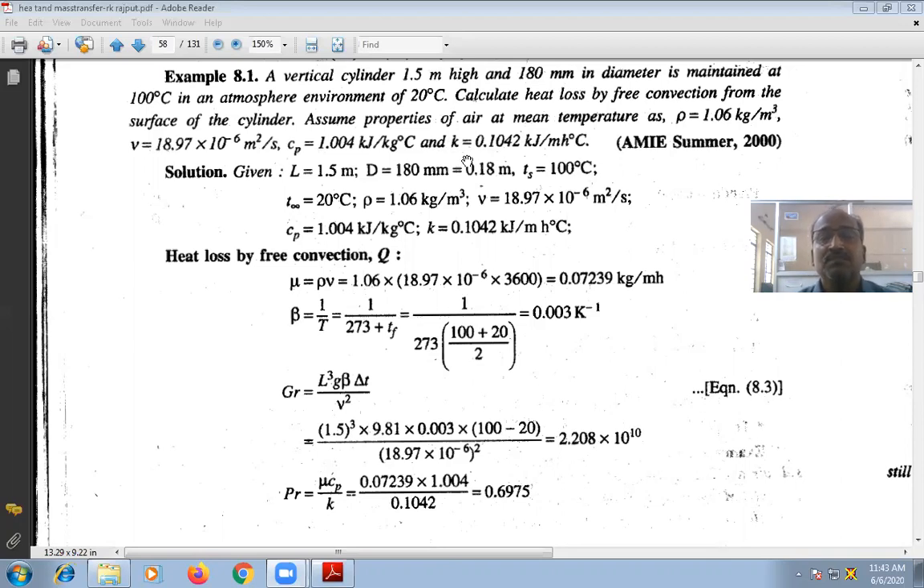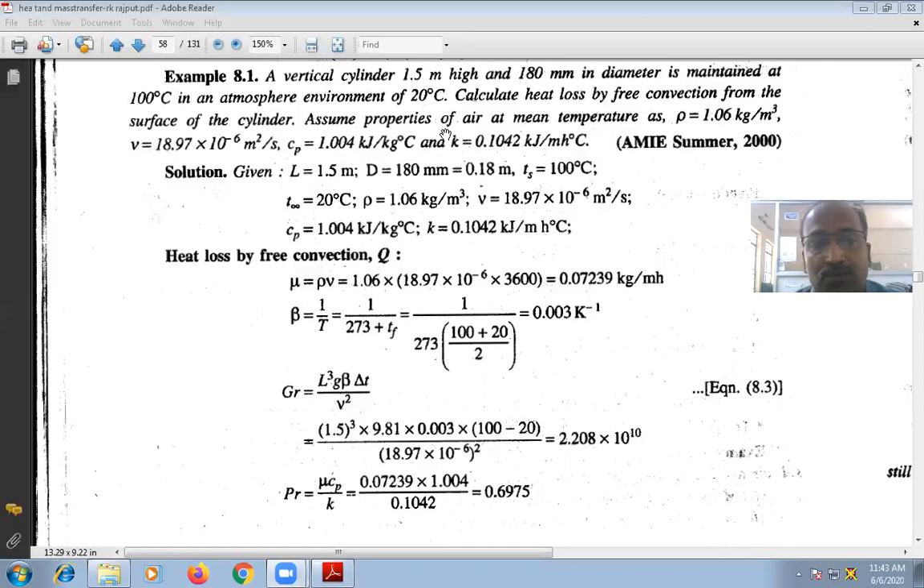For example, if these values are not given in any problem, what do we have to do? The surface temperature is 100 degree and the outside environment temperature is 20 degree. So 100 plus 20 is 120 degree, and divided by 2 is 60 degree. For the average 60 degree, we can get all these values from the data book, that is the heat transfer data book.